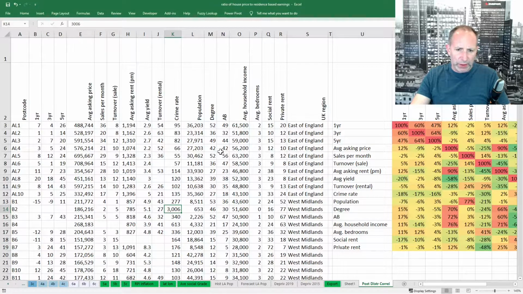Population, self-explanatory. Degree would be the percentage of population in that postcode district who have a degree. AB is an interesting one. This is social grading. The UK government use a social grading system where, if you're social grade AB, for example, you would be a senior professional, company director, somebody who makes a lot of money.